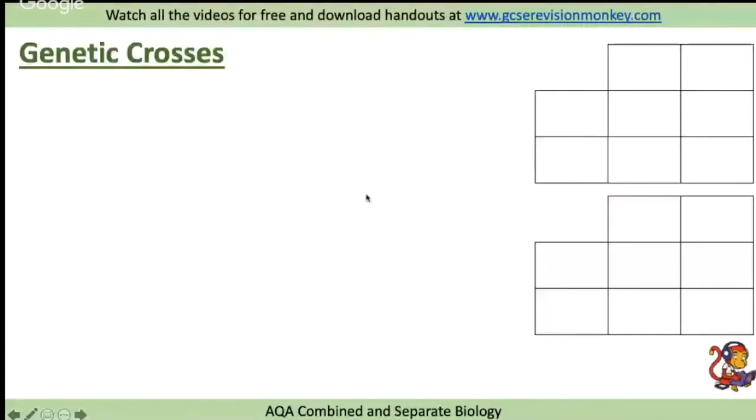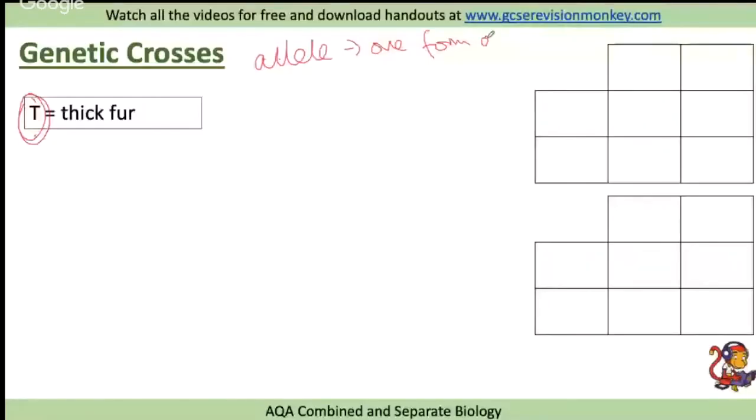Genetic crosses then. They could talk about inheriting absolutely any characteristic when they ask you questions about genetic crosses. So I've just made up something random. Think about mice and think about an allele, which is a type of gene, or a form of gene, we should say. So allele is one form of a gene. That's the definition that they'd want you to write, one form of a gene.